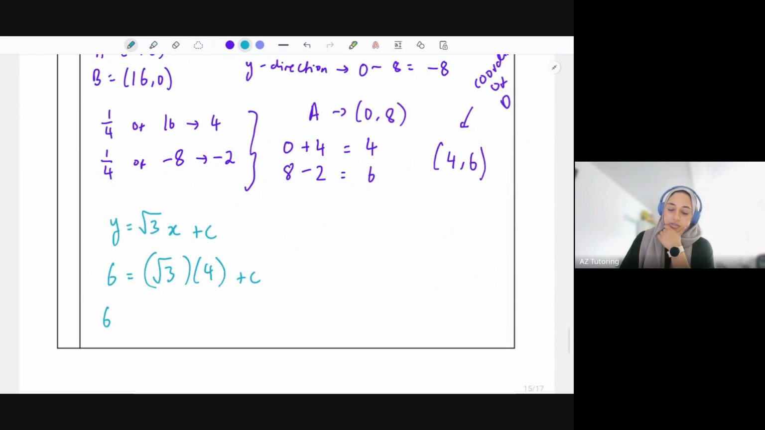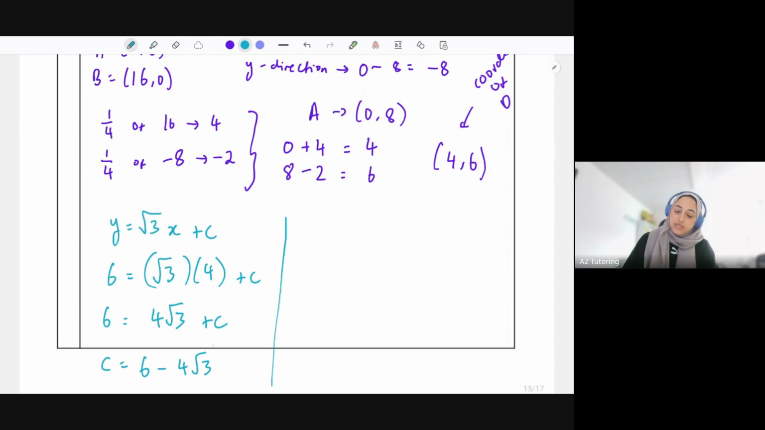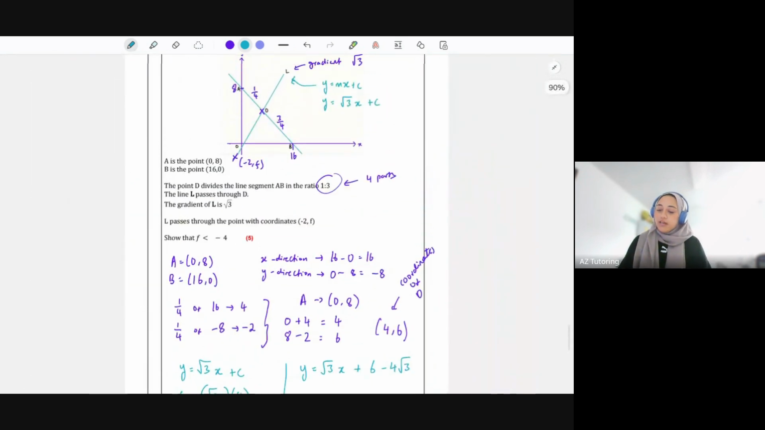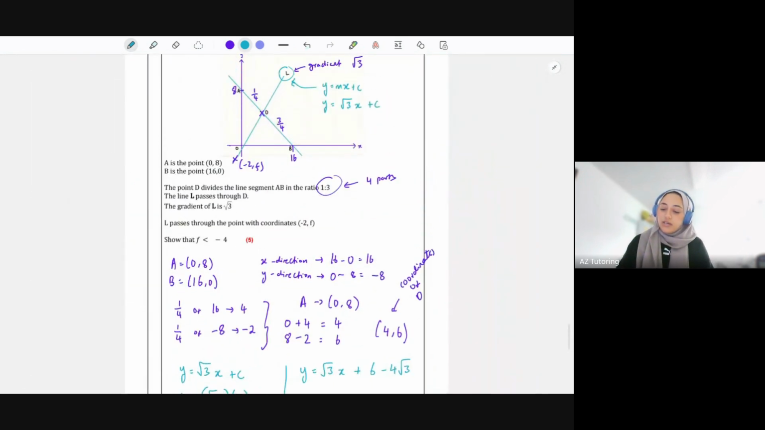So 6 equals 4 root 3 plus c. So c just equals, I'm going to do 6 minus 4 root 3. I'll just leave it accurate. It's fine. And then I can substitute this c back into the equation. So y equals root 3x plus what we've just found, 6 minus 4 root 3. So we've got the equation of line L now. We've just found the equation of line L.